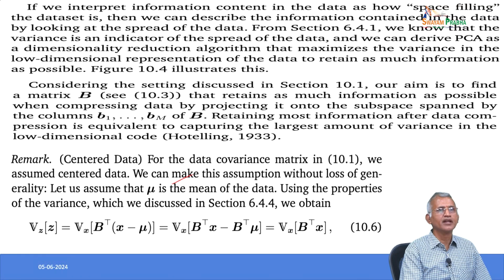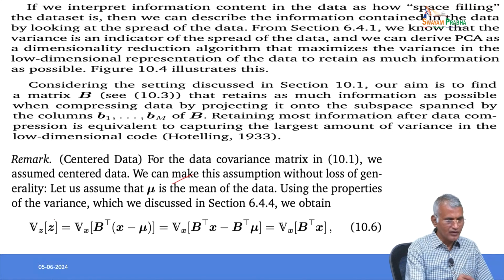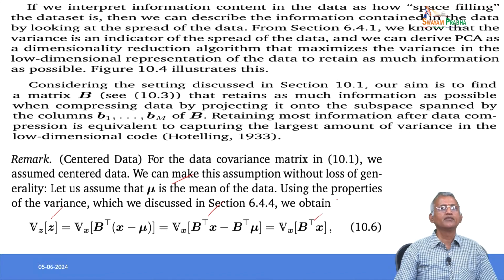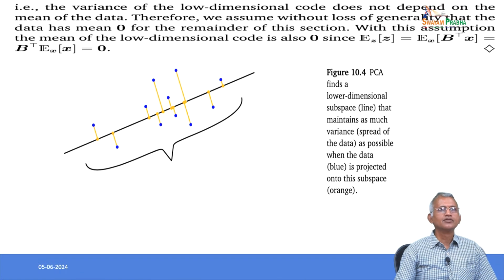Now, we have the properties of variance, and discussing in this section we obtain variance of z equal to variance of B transpose (x minus mu), which splits into variance of B transpose x minus B transpose mu, and this term becomes 0, therefore only the variance of B transpose x will remain. So, variance of z equals variance of B transpose x. So, this means the lower dimensional subspace maintains as much variance as possible when the blue dot is projected onto the subspace in orange, and then connected with a yellow line.